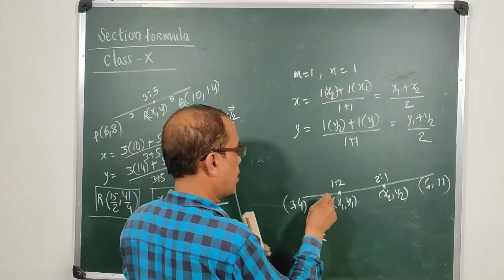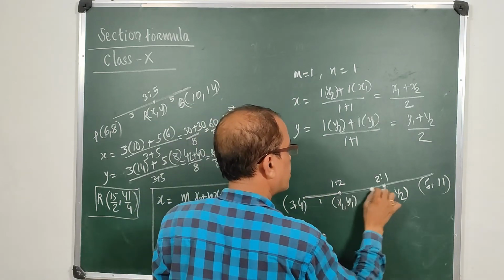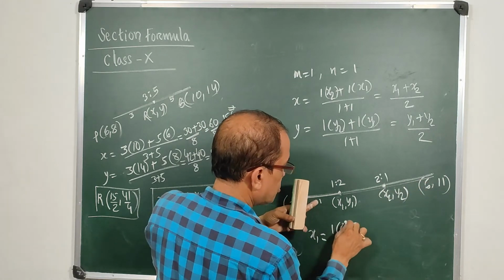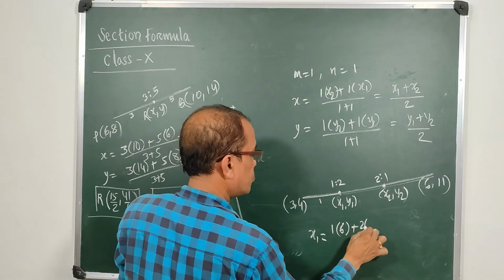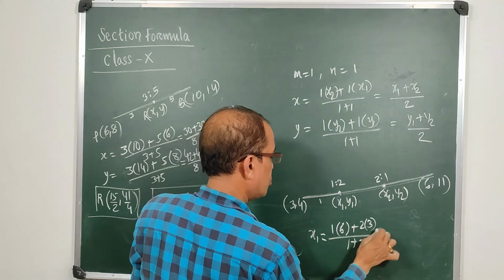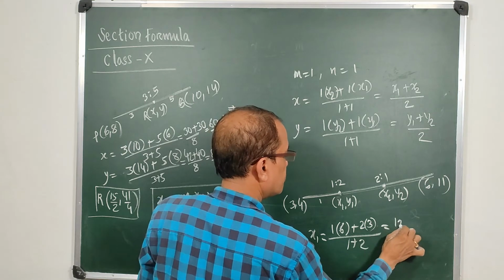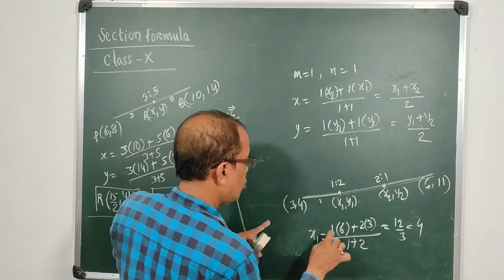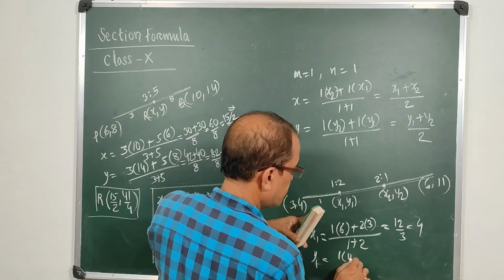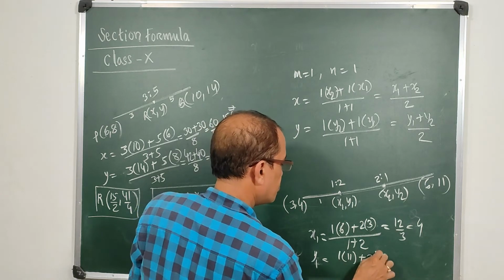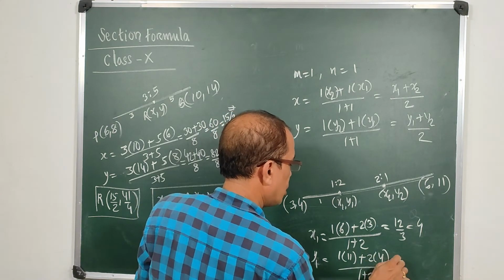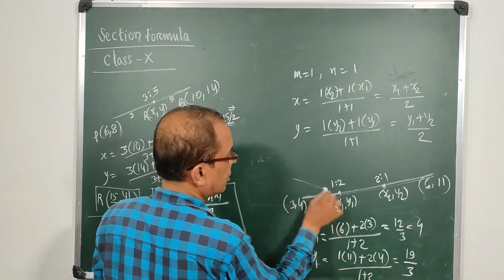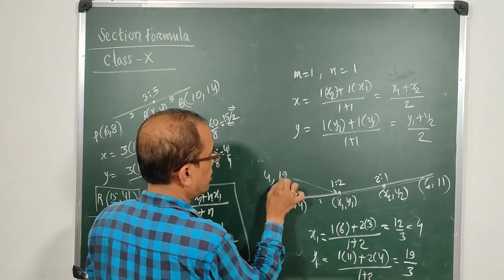X1 is clearly: this part will be 1 and this part will be 2. So 1 into 6 plus 2 into 3 divided by 1 plus 2, which is 6 plus 6, 12 by 3, 4. And what will be y1? y1 will be 1 into 11 plus 2 into 4 divided by 1 plus 2. So 11 plus 8, 19 by 3. So this point will be (4, 19/3).